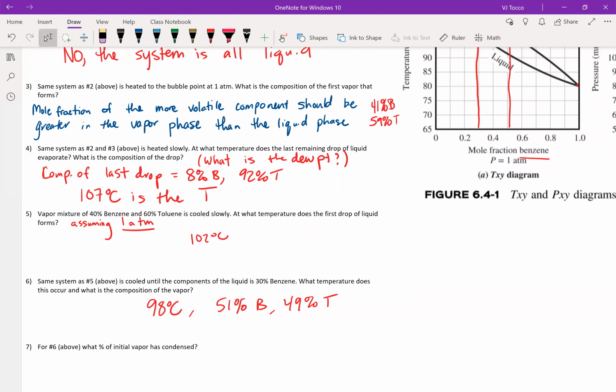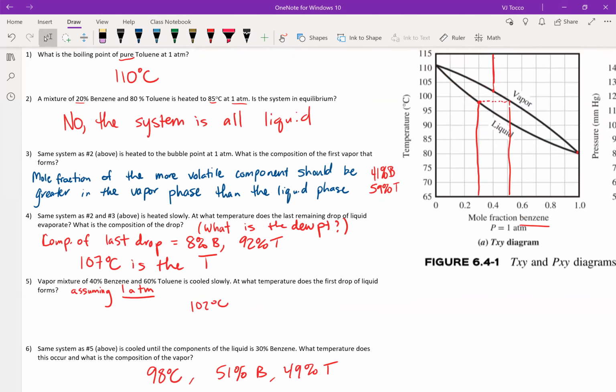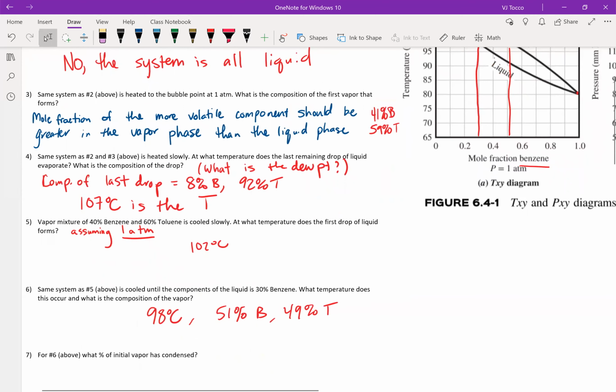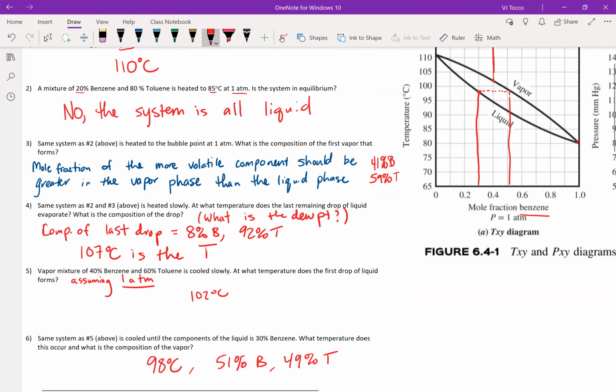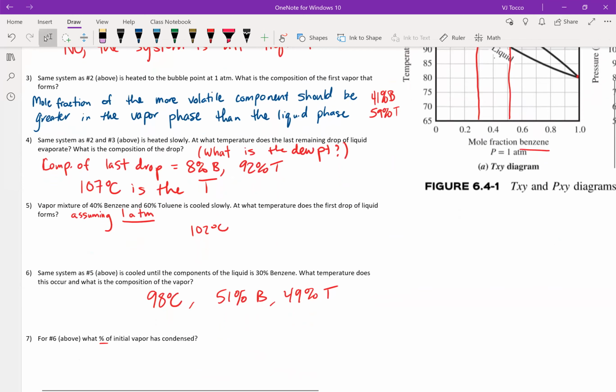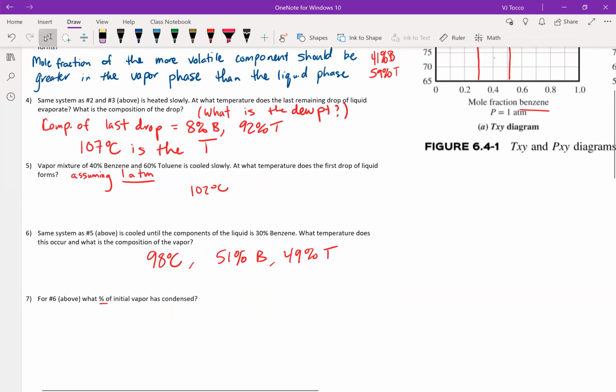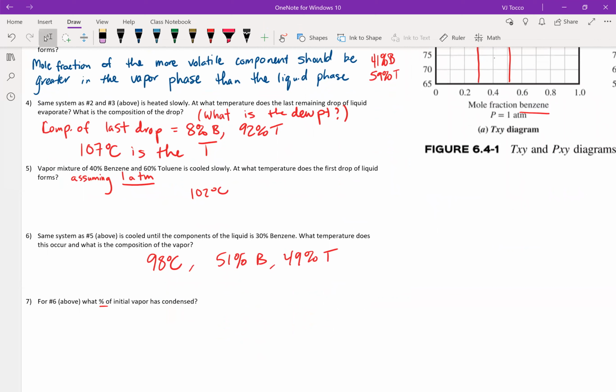For number 6, what percent of the initial vapor has condensed? So in order to do this problem, I'm going to have to do a material balance. This is a slightly different question. In order to do that, I'm going to need to know what the initial and the final compositions are. So I am going to need to assume a basis. I don't know how large the system is. It doesn't matter how large the system is. Assume a basis of 100 moles.